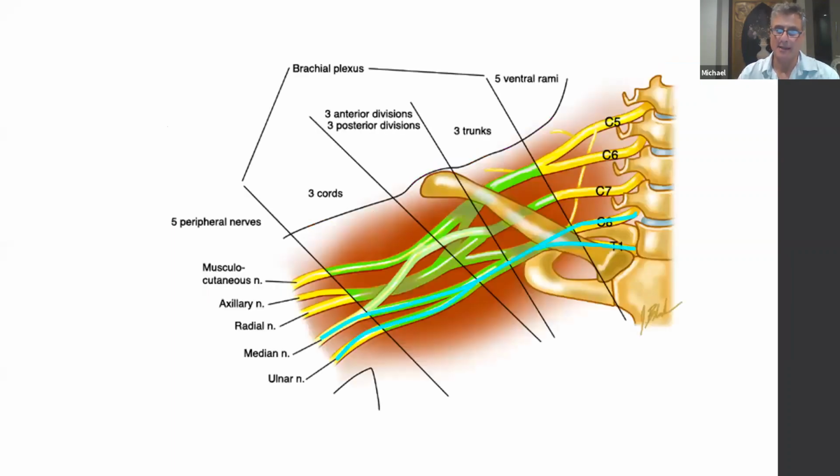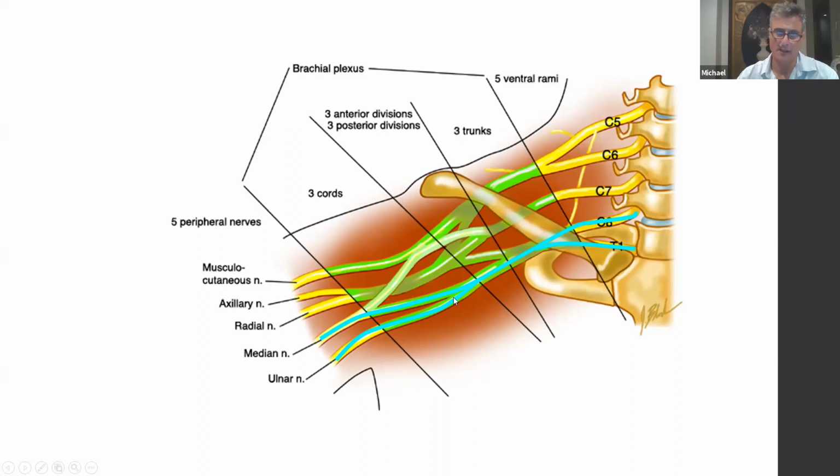And then C8 and T1 come together to form the lower trunk over here, the lower trunk. That also splits into an anterior and posterior division. The posterior division heads off there to join the other two posterior divisions to form the posterior cord. And then the rest continues on its own to form the medial cord.